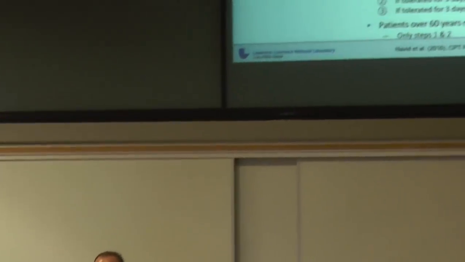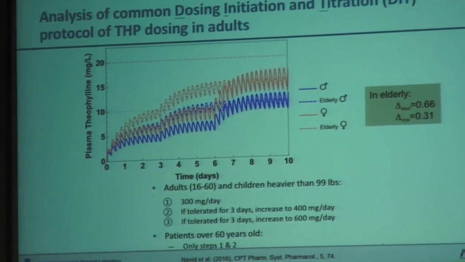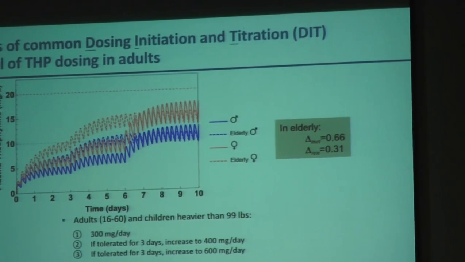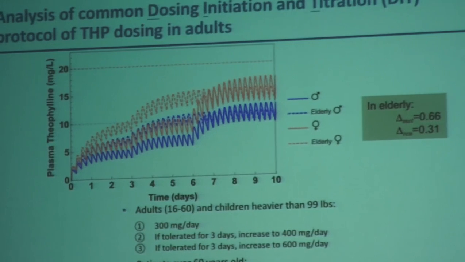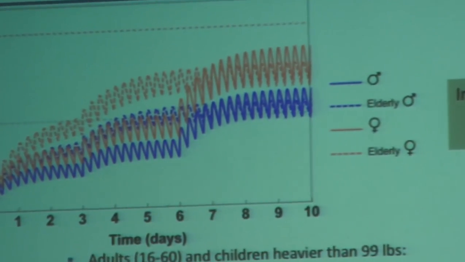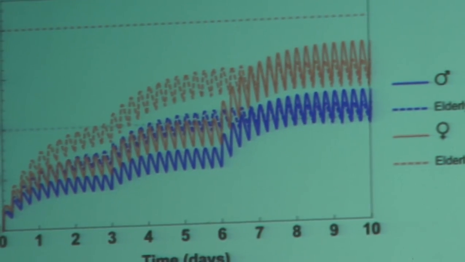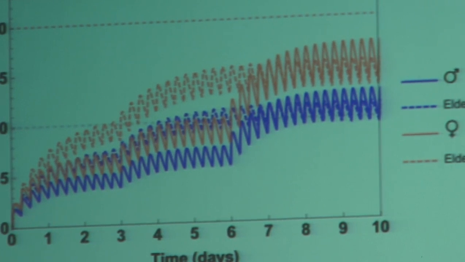They start out by giving the patients 300 milligrams a day of theophylline, let it go for 3 days. If the patients don't exhibit any kind of adverse side effects, then they up the dose to 400 milligrams a day. And at this point, they stop. They don't increase the levels anymore for elderly over 60 years old. But for patients who are younger than 60, if they don't exhibit any kind of adverse drug reactions, they up the dose to 600 milligrams after another 3 days.